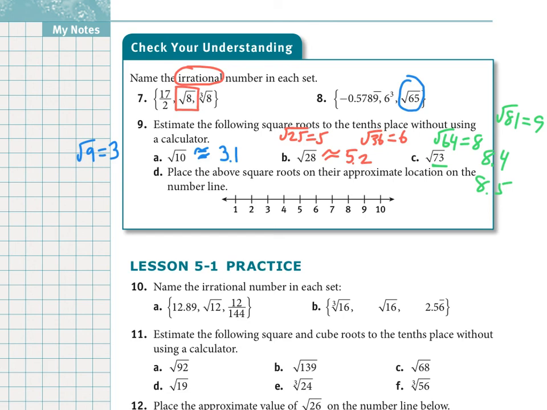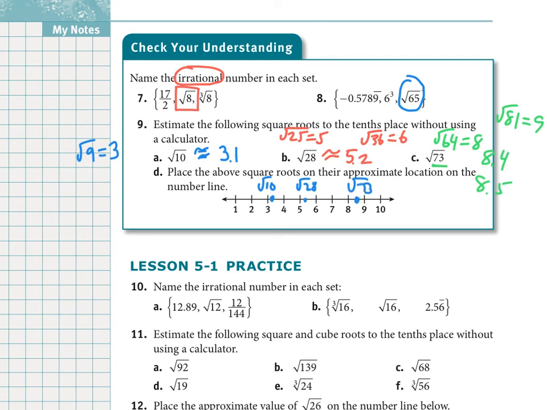Okay, and then they want us to place each of these on a number line. So the square root of 10 we said was just barely bigger than 3. The square root of 28 was a little bit bigger than 5. And then the square root of 73 was in between 8 and 9.